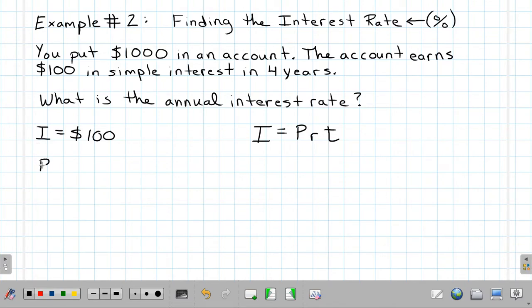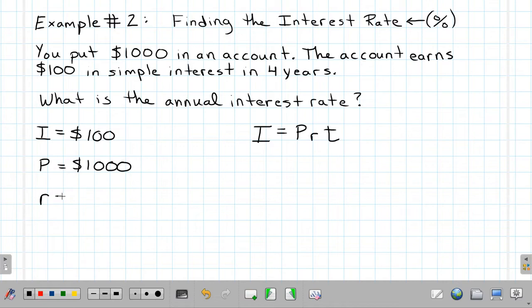Okay, well, what about P? Do we know the principal? Do we know how much we started with in our account? Well, we put $1,000 in our account. So how much we're starting with in our savings account is $1,000. Okay, so we know what the principal is.